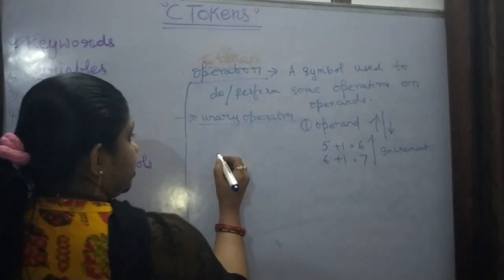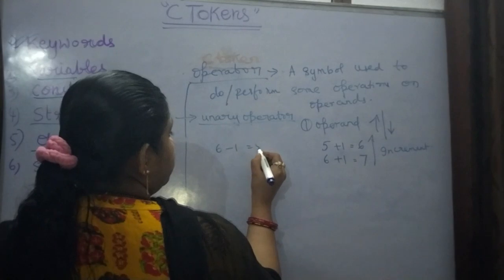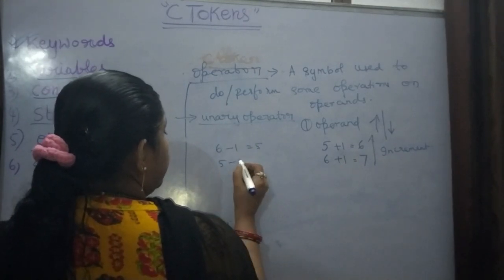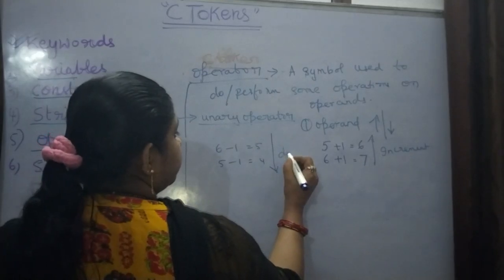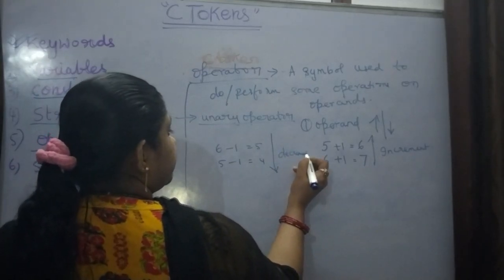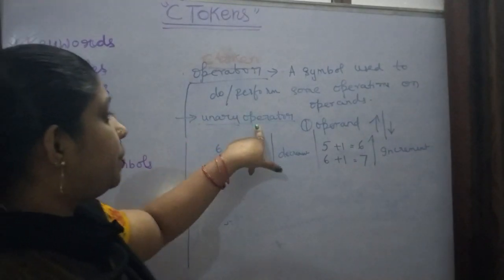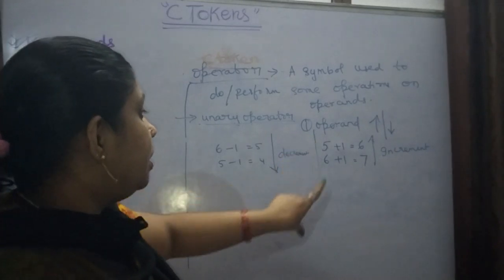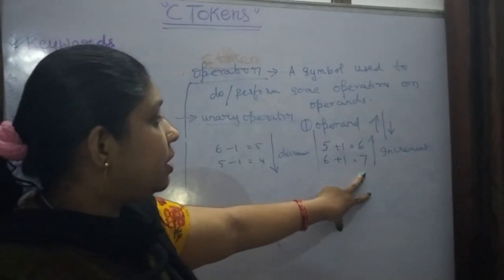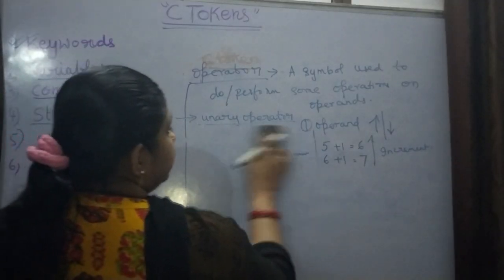Now I am explaining decrement. Suppose 6 is there. 6 minus 1 becomes 5. Now 5 minus 1 becomes 4. So this is the decrement. The unary operator is done on only one operand: here it is incrementing, here it is decrementing.